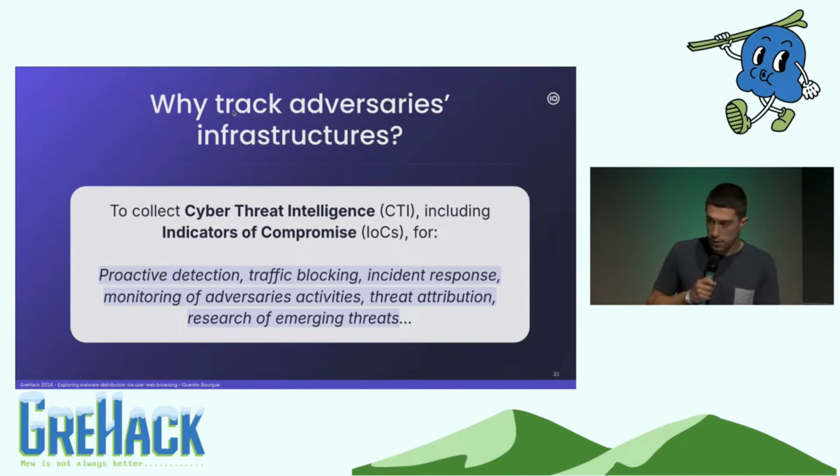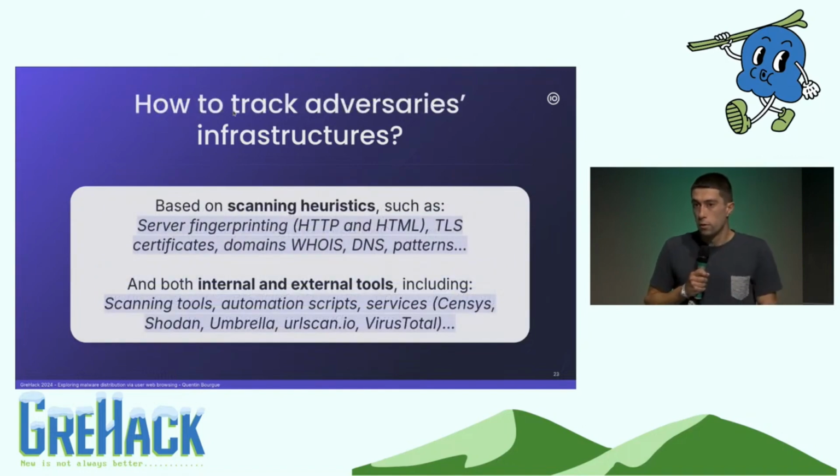And how do we do that? So we are using scanning tools mainly. When we find a new adversary's infrastructure, we will try to find some fingerprint of this infrastructure to eliminate the whole adversary's infrastructure. By fingerprint, it is the HTTP data, HTML data, domains, TLS certificate, and more.